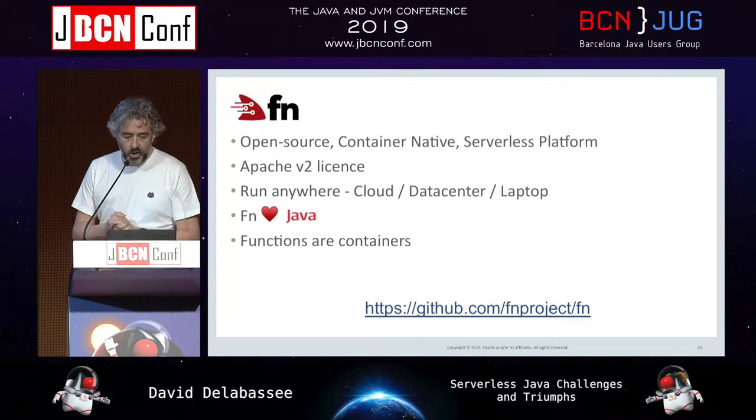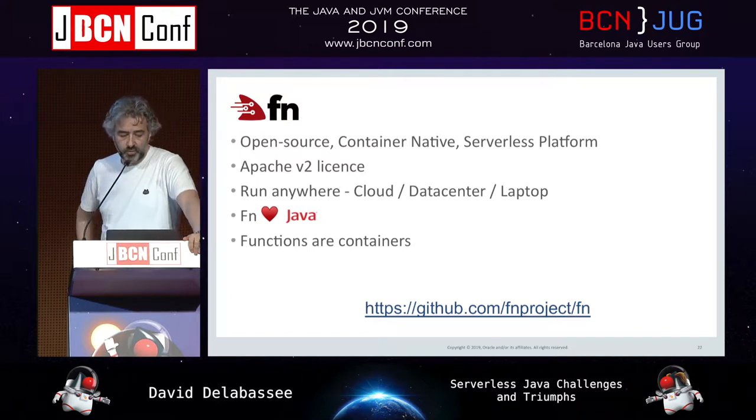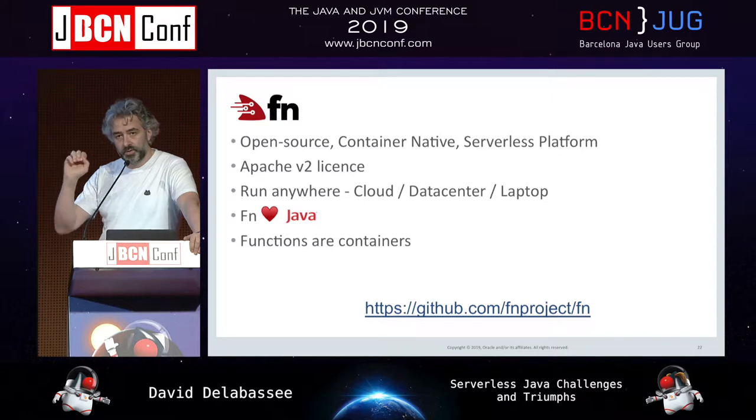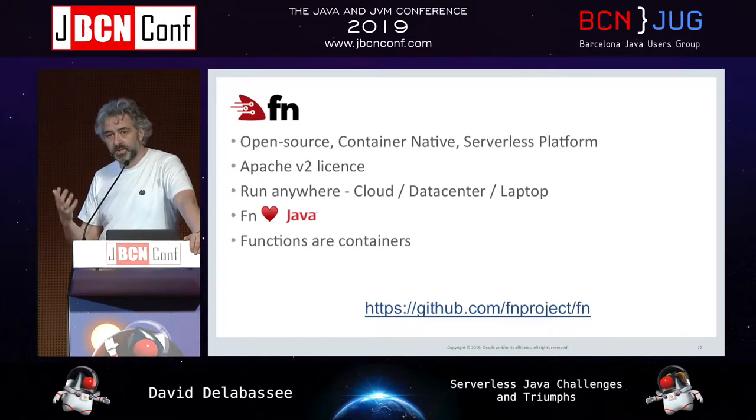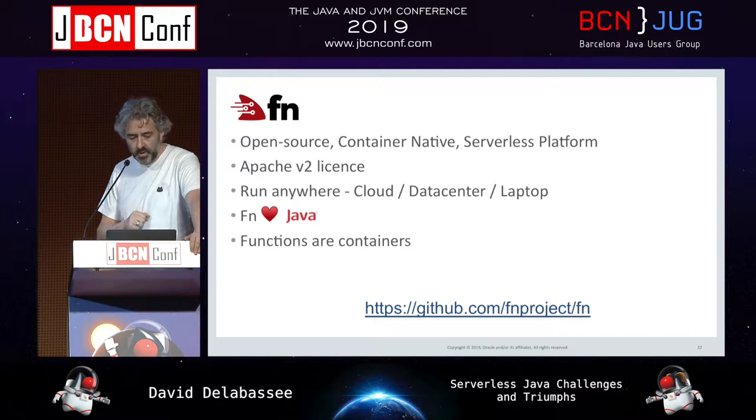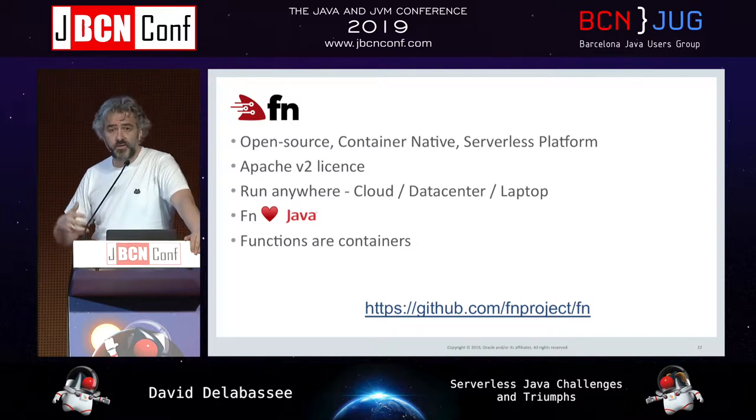So Oracle is contributing to an open source FAST platform called FN. FN stands for function. It's open source and container native, meaning that everything in FN is basically a container. So a function in FN is a container. Now, as a function developer, you don't need to understand how it works. The only thing that you provide to the platform is the code of your function, and it's then up to the platform to turn that into a container. It's open source, Apache V2, and everything is on GitHub.